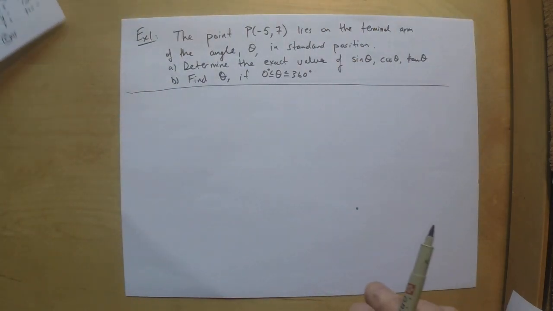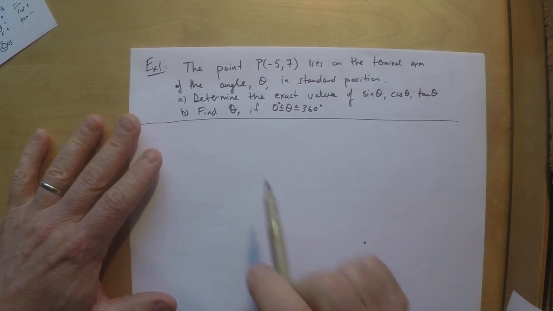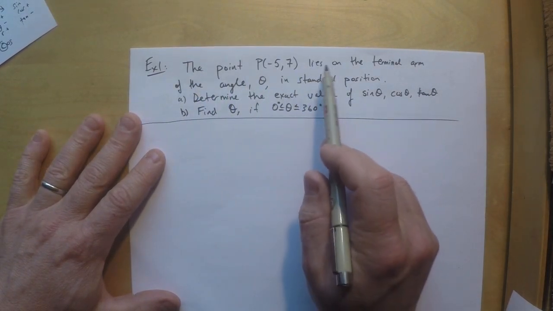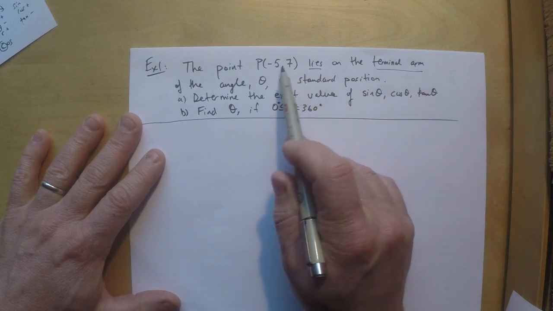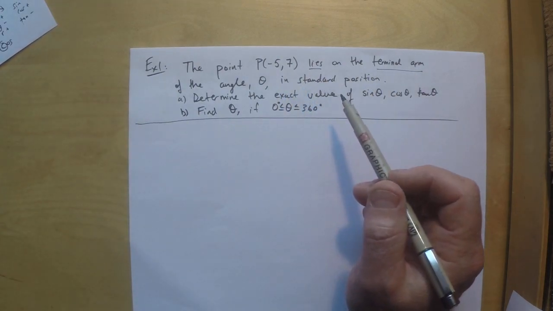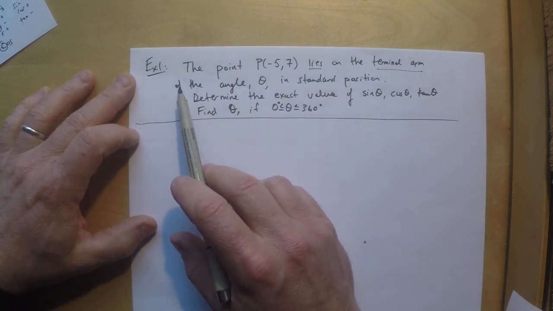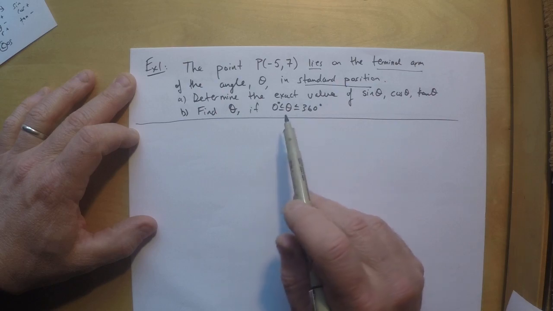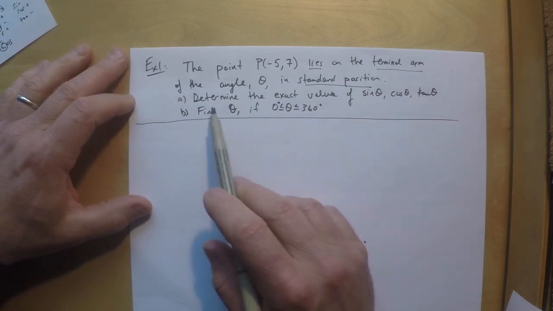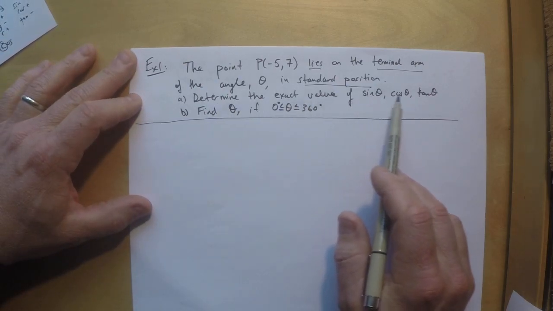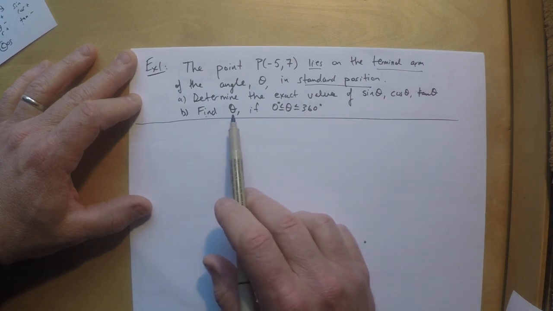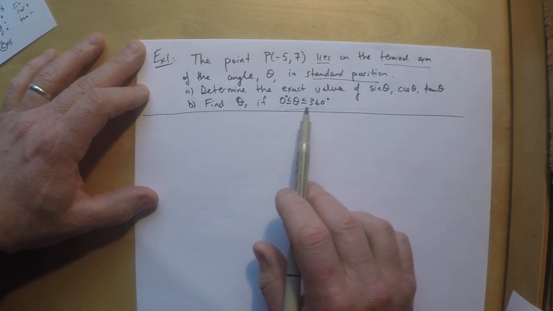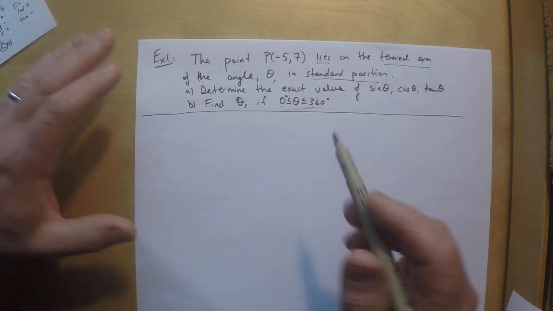All right, so here is an example. They've given me a point, -5,7 lies on the terminal arm. Just means that point is on the terminal arm of the graphic of the angle theta in standard position. So it's good to know its standard position is starting like we did our last lesson. It wants us to determine the values of sine, cos, and tan, and find the value of theta if theta is between 0 and 360. And that just means it's going to be in one of the 4 quadrants.